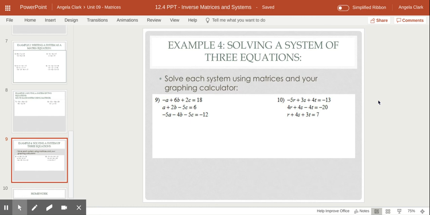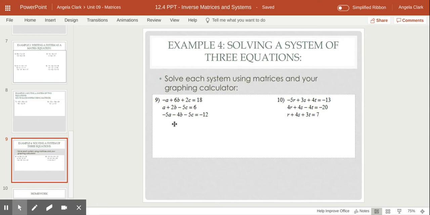All right, this is the last part for 12.4, and I just wanted to talk about if you have a 3 by 3 system of equations, you can solve that with your matrix equations, but it involves finding the inverse of a 3 by 3, which is very doable. It's just a long process, so I'm not going to ask you to do that.